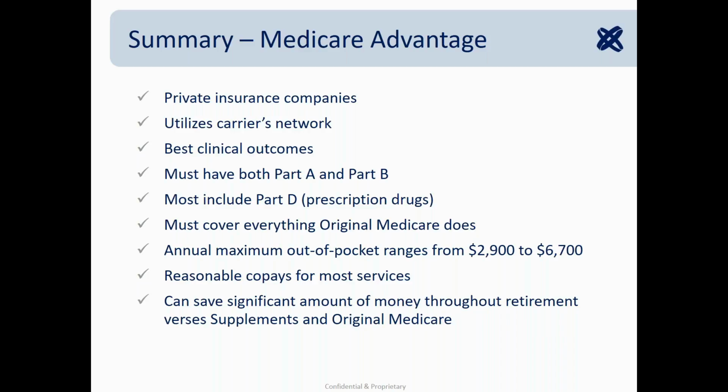Now, even though they have lower premiums, there's co-pays for everything, such as doctor visits. If you have a hospital stay, you may have to pay $200 to $250 per day for up to 7 days. And then after that, it will be covered at 100%. And there are annual maximum out-of-pocket amounts, which range anywhere from $2,900 to $6,700. And those out-of-pocket maximums are for Part A, hospital, and Part B for doctors. The drug coverage has its own out-of-pocket maximums.